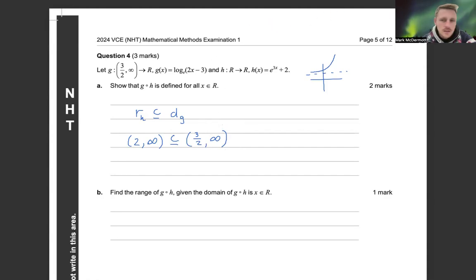What have I done wrong there? Let's have a think. Yeah, let's just retry that. So what do we got? So sometimes, I think I stuffed up which one was the inner function, g of h of x.